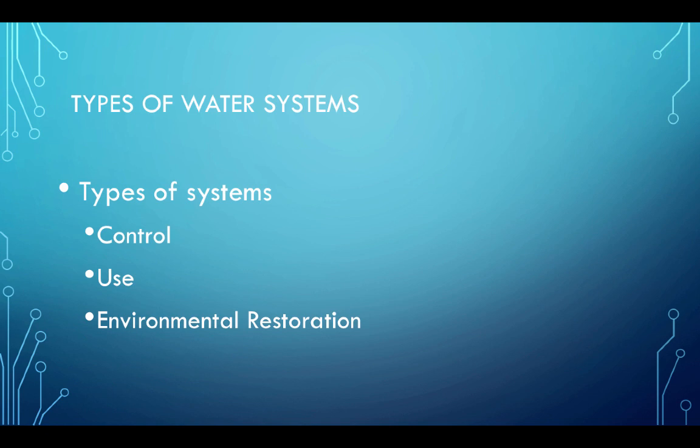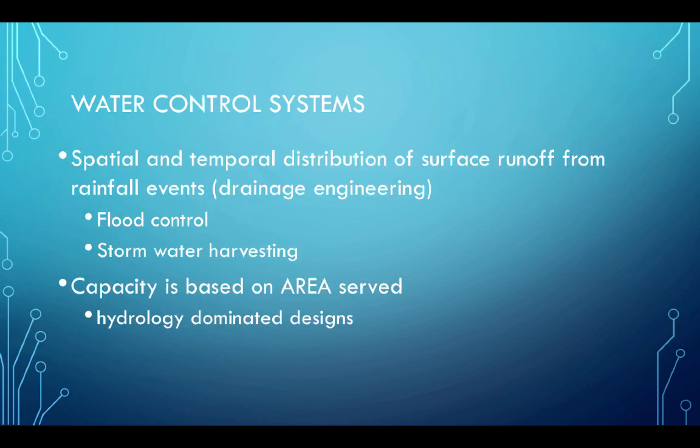Let's look at types of water systems. Now this comes out of the readings that you're supposed to do for this lesson. The three main types are water systems that control water, water systems that provide for the use of water, and then a third type called environmental restoration, for lack of a better name. Water control systems control the spatial and temporal distribution of surface runoff from rainfall events. You can think of water control as drainage engineering. Flood control structures, stormwater harvesting, things like that are all water control systems. The capacity of the system, how big it is, is based on the area that it has to serve. These are very hydrologically dominated designs.